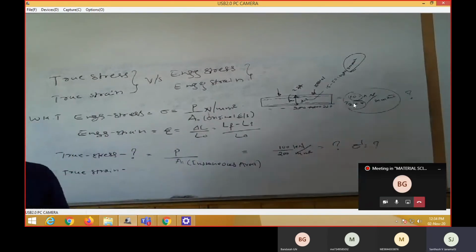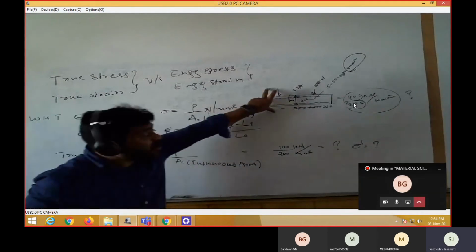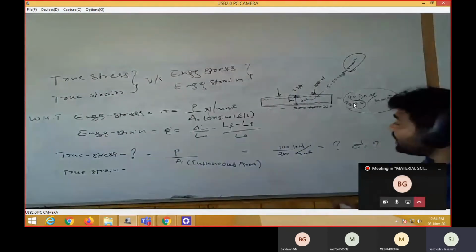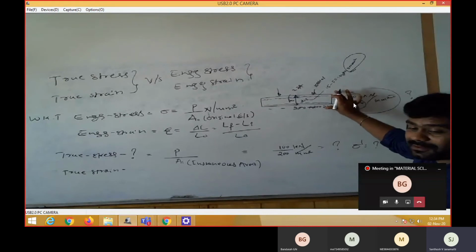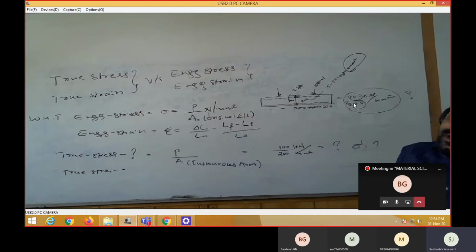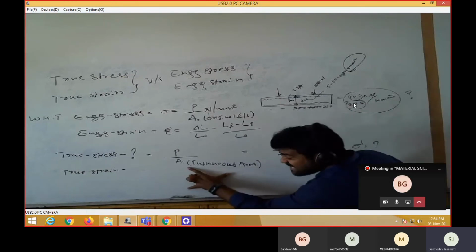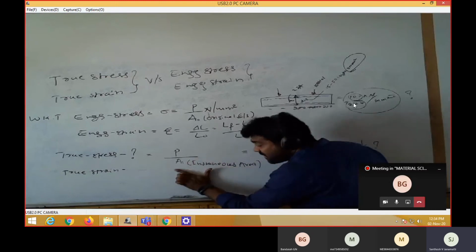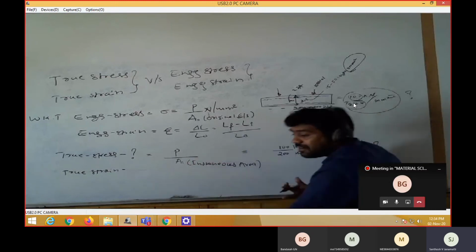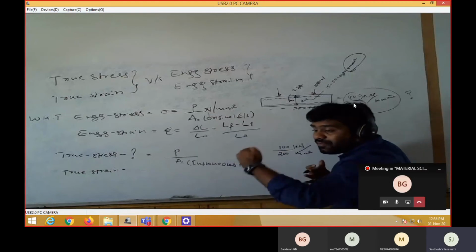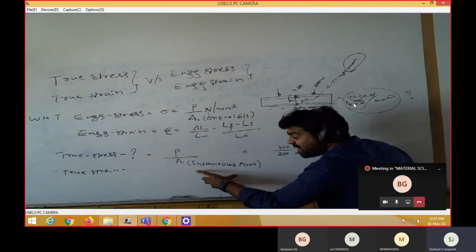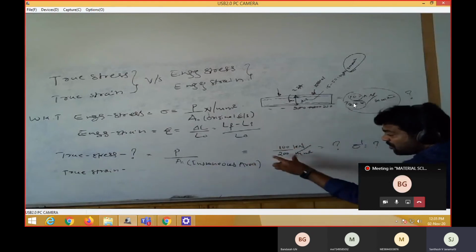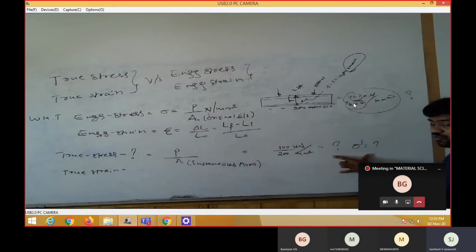Hope you understand. After conducting a test, what will be the value of that sample? If you consider the changed value after the test, that is the instantaneous area. Whichever value you collect after conducting, that is the instantaneous area. So the applied load divided by the instantaneous area is the true stress.